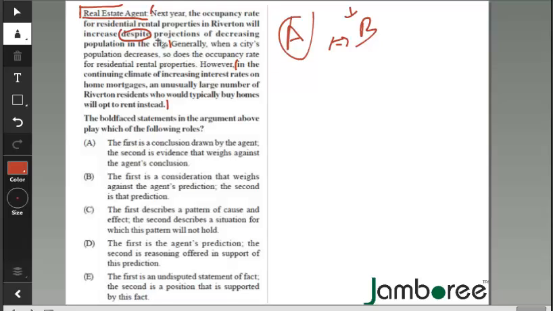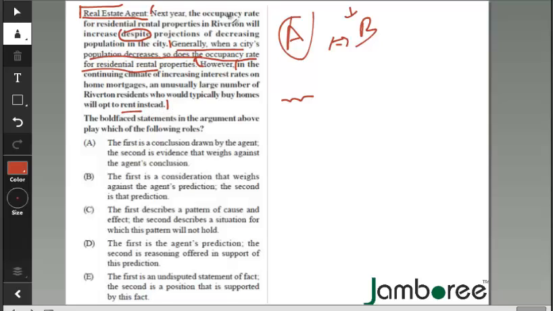Generally, when a city's population decreases, so does the occupancy rate. Now this is not the boldface, it's a general rule. Though it's not underlined, you should know what this part does. Something like the sun rises in the east, however today it rose in the west. However, in the continuing climate of increasing interest rates on home mortgages, an unusually large number of our residents who would typically buy homes will opt to rent instead.